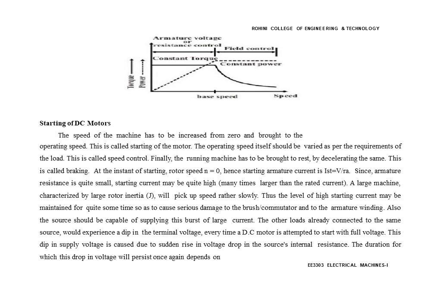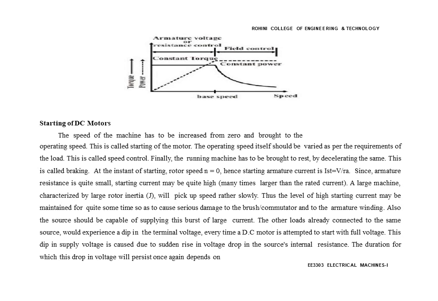This is called braking. At the instant of starting, the rotor speed n equals 0, hence the starting armature current I_starting equals V by Ra. Since the armature resistance is quite small, the starting current may be quite high. A large machine is characterized by a large rotor inertia, so the high starting current may be maintained for quite some time, as to cause serious damage to the brush commutator and to the armature winding.